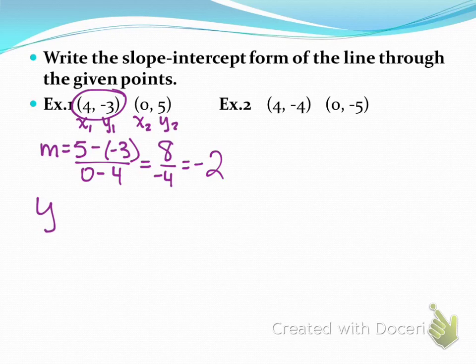What would come after the y in point-slope form if we're using this point? Jaquan? Minus negative 3, which is really plus 3, equals, my slope is negative 2, and in the parentheses we would have, Jaquan? X minus 4.